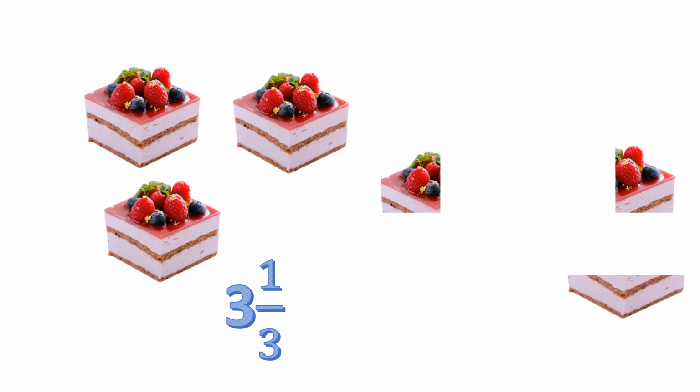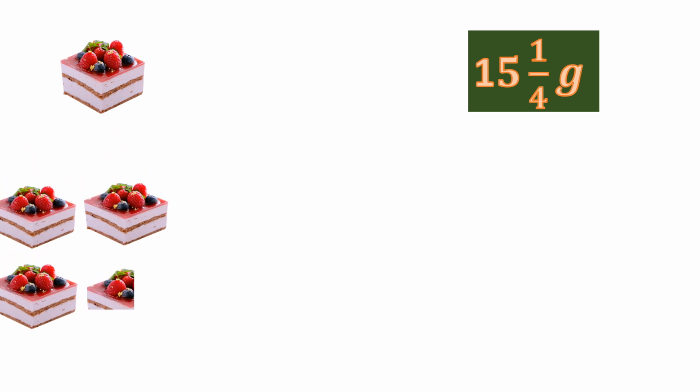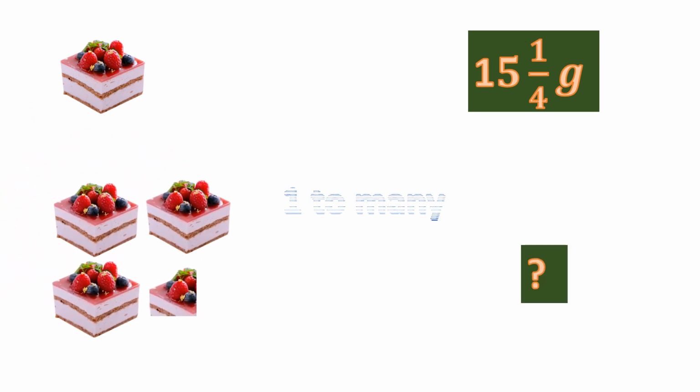So, the other 2 parts are not there and the third part comes and joins this group. So, there are 3 whole pastries and 1/3 of another whole pastry. This is called 3 1/3. Now, one pastry weighs 15 1/4 gram. So, 3 1/3 pastries will weigh how much? This is a one to many problem.